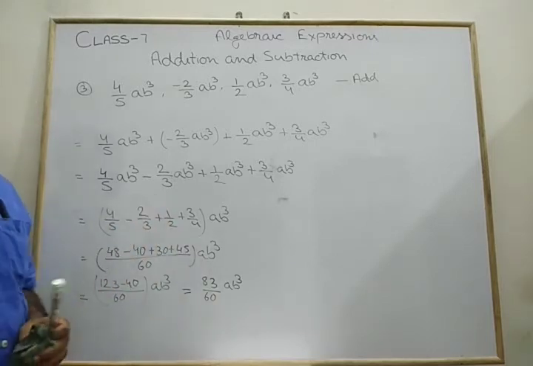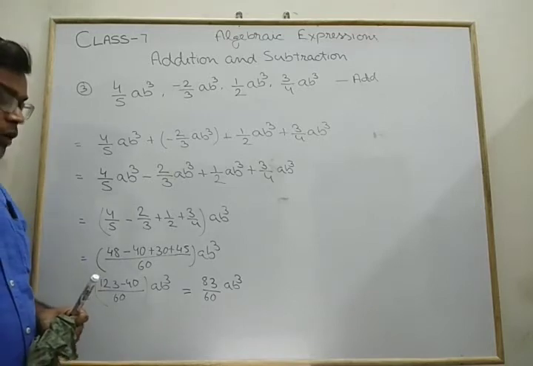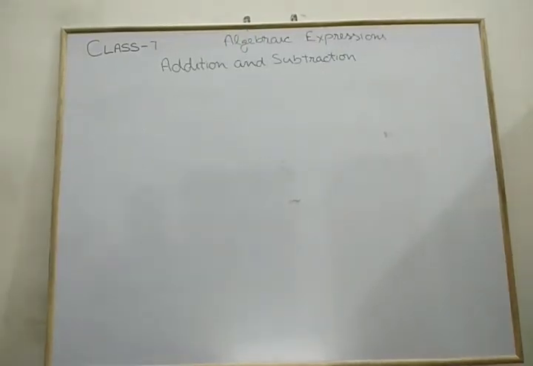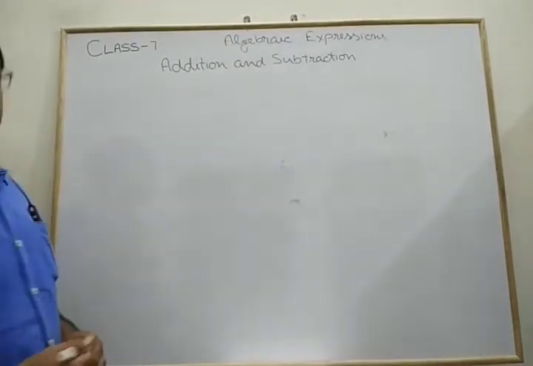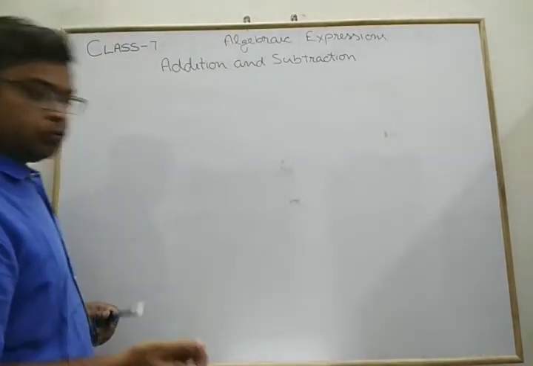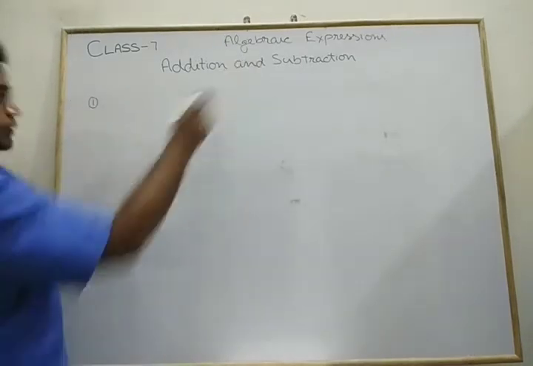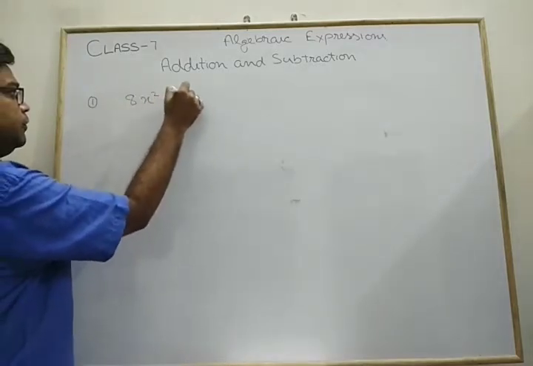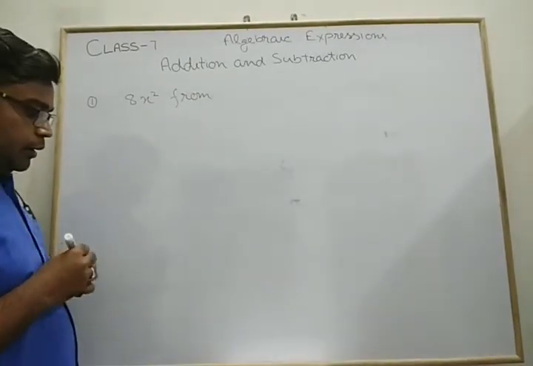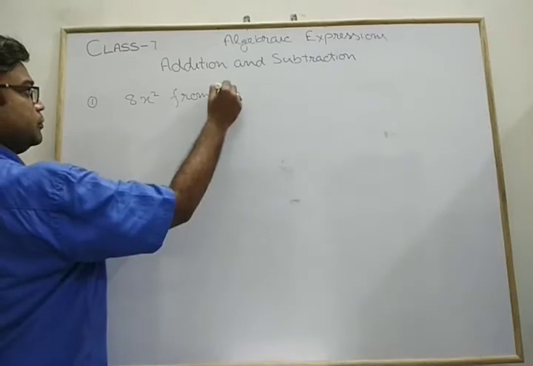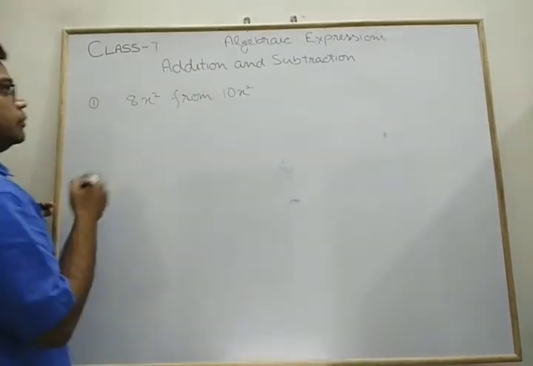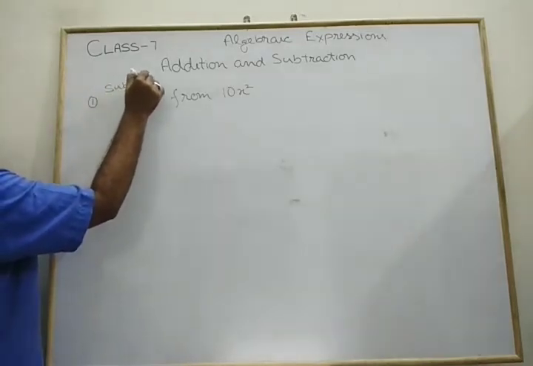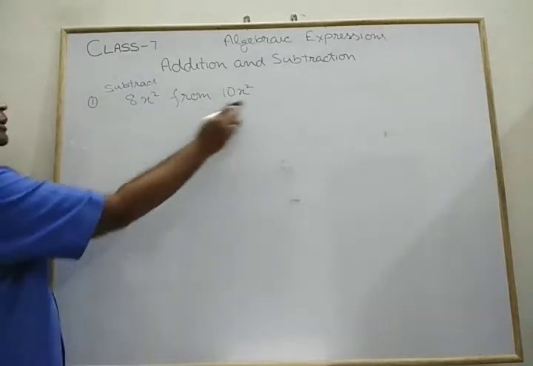So likewise, you can solve the addition of monomial terms. Now we are going to move to subtraction. We are going to discuss just subtraction of monomials. I am using one or two examples. The first example for subtraction: subtract 8x square from 10x square.